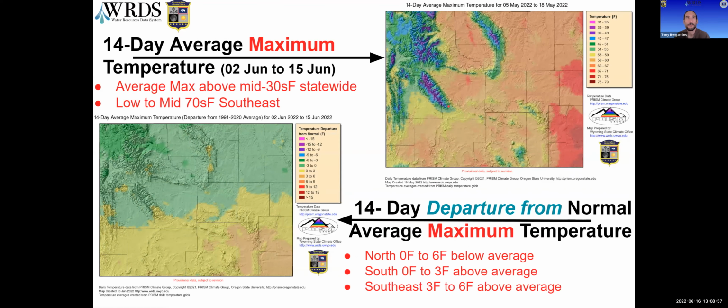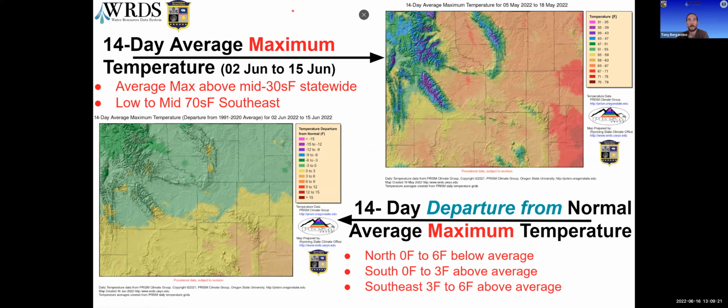All right, we're unlocked. Looking at average maximum temperatures across the state for that same period, we're looking at above 30s statewide, in fact, above mid 30s for the most part. Low to mid 50s to 70s down here in the southeast, but the higher elevations and up into the northwest corner, down into the 40s.